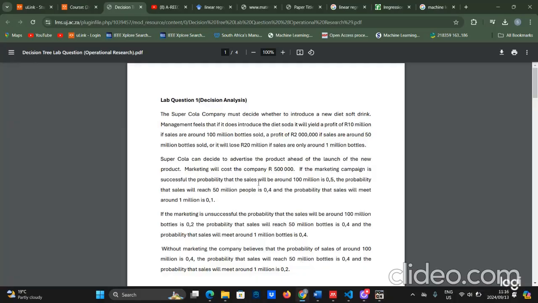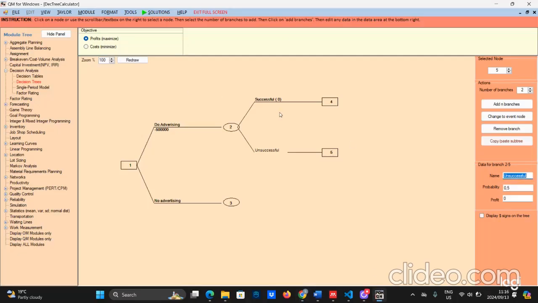So now, after the advertising successful or not successful, they are saying if the marketing campaign is successful, the probability that the sales will be 100 million bottles is 0.5, the probability that this will reach 50 million is 0.4, and the probability that the sales will be 1 million is 0.1, right?